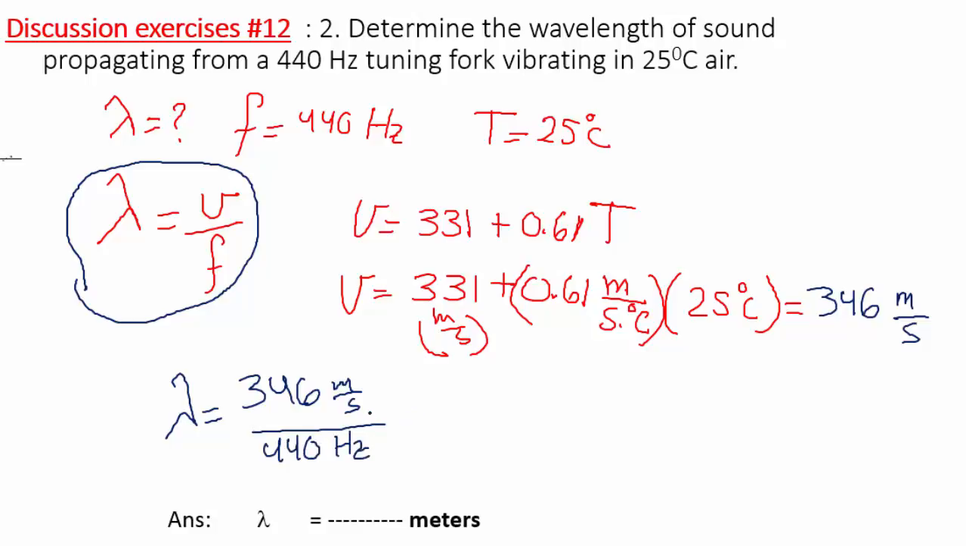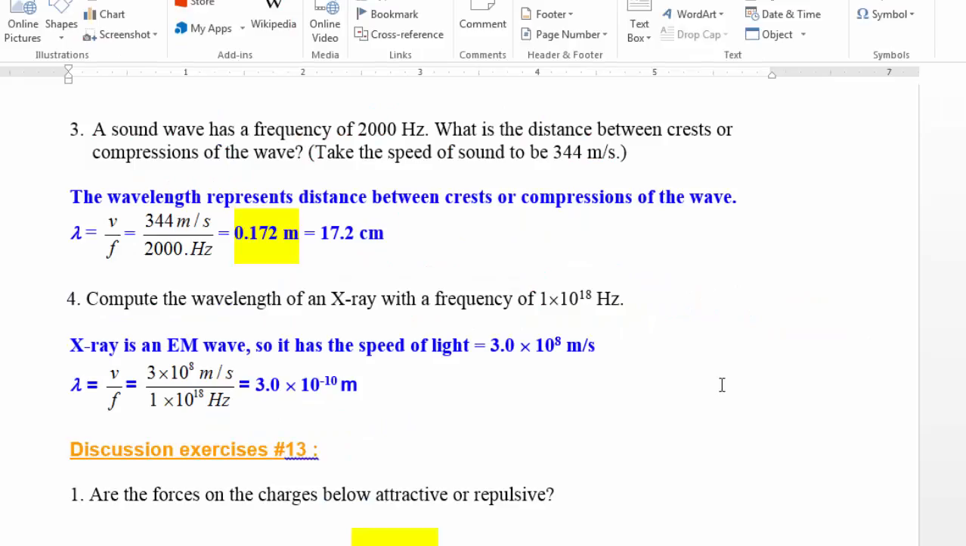And remember, hertz is 1 over second. So 1 over second here will cancel out with the meters per second, and we'll get the answer in meters, which will come out to be around 0.786 meters. Okay, let's look at more questions here in the discussion. Question number 3, you are given a frequency of the sound wave to be 2000 hertz, and you're asked to find the distance between crests or compressions of the wave.